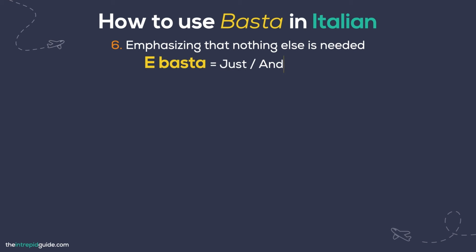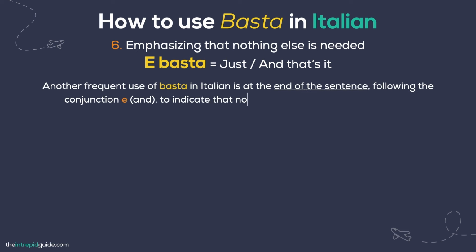We also use basta to emphasize that nothing else is needed by saying E basta. meaning just or and that's it. Another frequent use of basta in Italian is at the end of the sentence, following the conjunction e for and, to indicate that nothing else is required or necessary. Take a look at these examples.